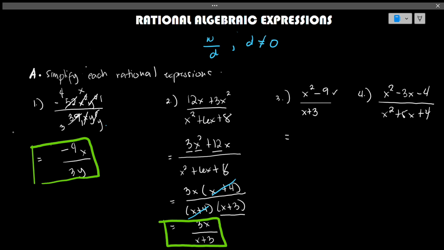X squared minus 9 is an example of a difference of two squares. Now, how can you say if it's an example of difference of two squares? Your first term and second term must be a perfect square. The square root of x squared is x. The square root of 9 is 3. So, therefore, the numerator is an example of a difference of two squares.